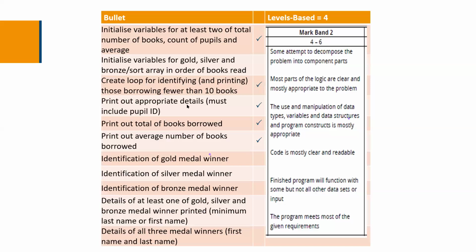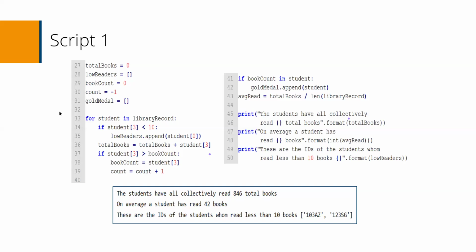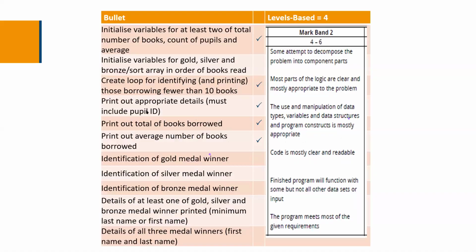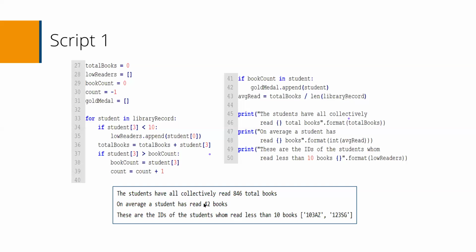There is a printout of appropriate details, must include the pupil ID. The printout, on average, these are the IDs of the students who read less than 10 books. So you can see it from the actual outcome, but you can also see the print statement there on lines 49 and 50. All right, so they have done that one. Print out total number of books borrowed and print out average number of books borrowed. I do both of those at the same time because there they are. On average, the students read 42 books and 846 books have been ordered. Okay, so that was okay there.